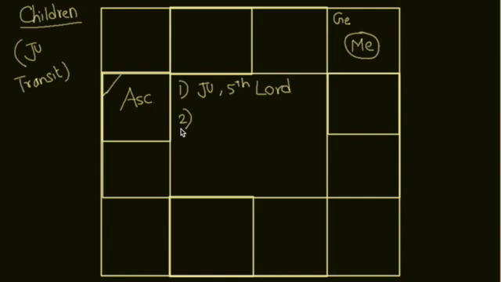So to see children, one has to see fifth from the karaka also. So let's say Jupiter is here in Scorpio. So the fifth from Jupiter is going to be Pisces, which is again Jupiter. So transit of Jupiter over Jupiter is going to bring good results.